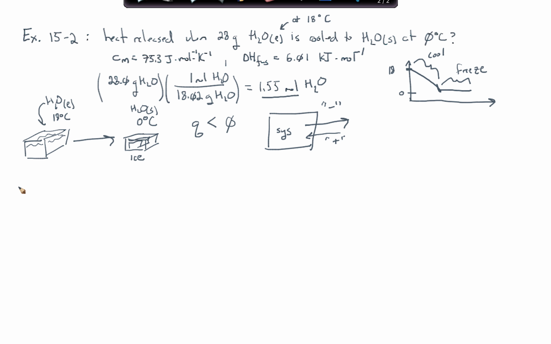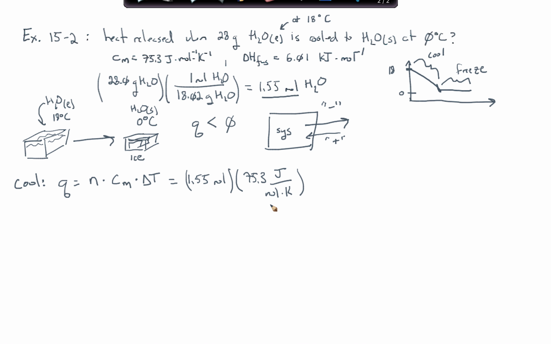So the first thing we're going to do is cool the water off. And let's see what we have for this. So the equation for cooling is that the Q, the heat associated with this process, is going to be the number of moles times the molar heat capacity times the change in temperature. So the number of moles in this case is 1.55 moles of water. The molar heat capacity is 75.3 joules per mole Kelvin.